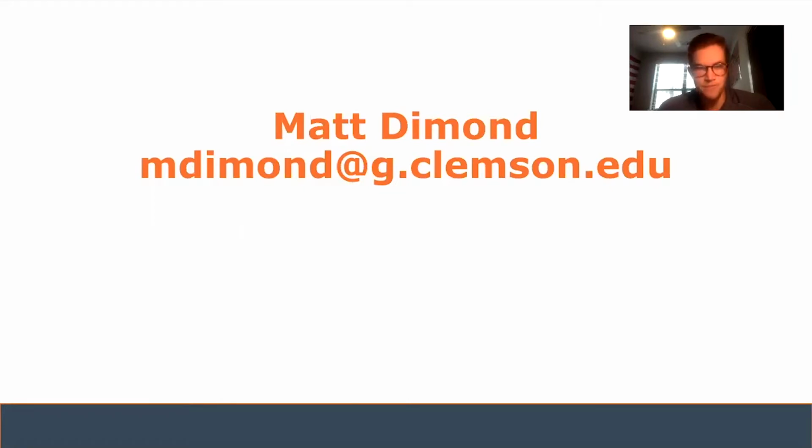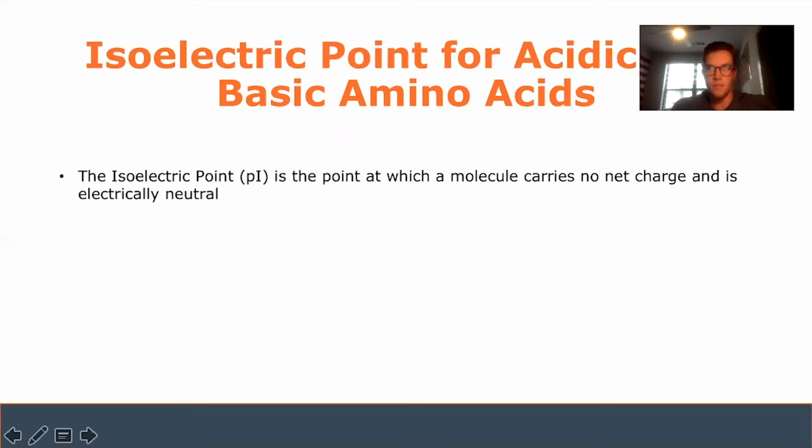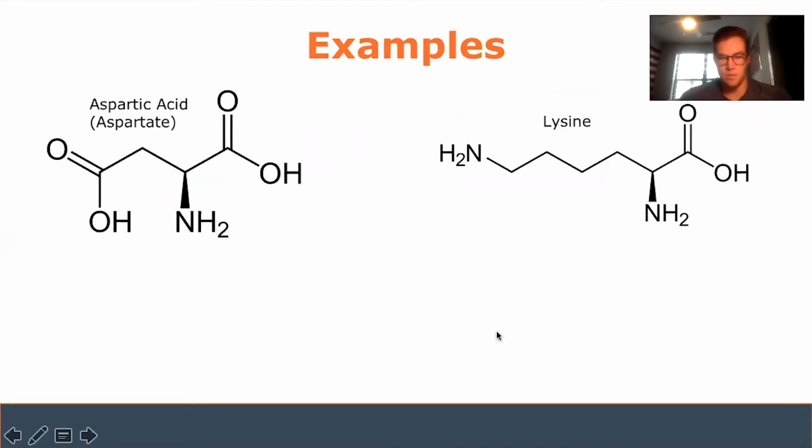So this video is going to cover isoelectric point for acidic and basic amino acids. Again, just a reminder, the isoelectric point is the point at which a molecule carries no net charge and is electrically neutral. And so here are the two examples we're going to look at: aspartic acid, or aspartate, and lysine.